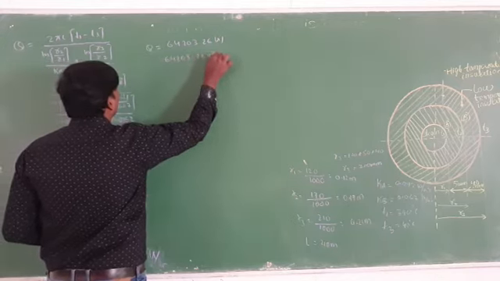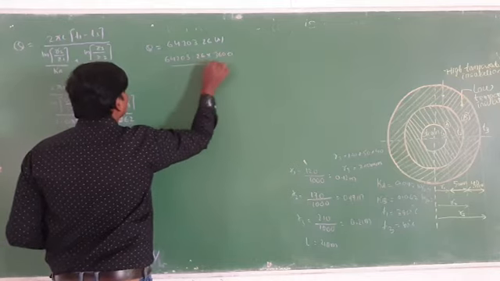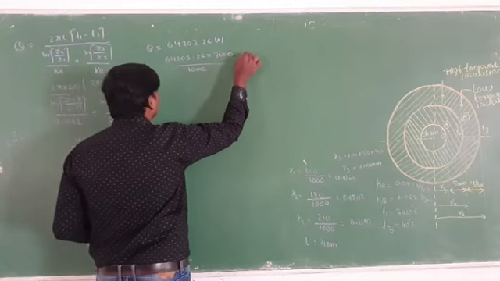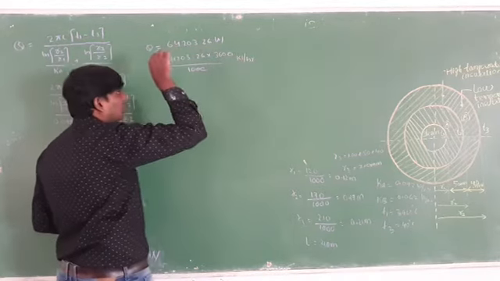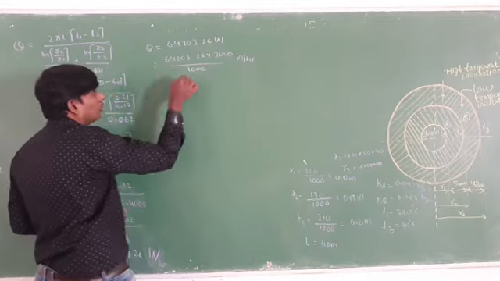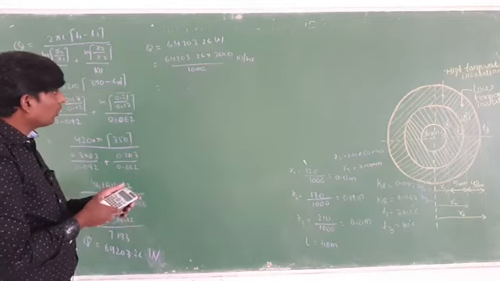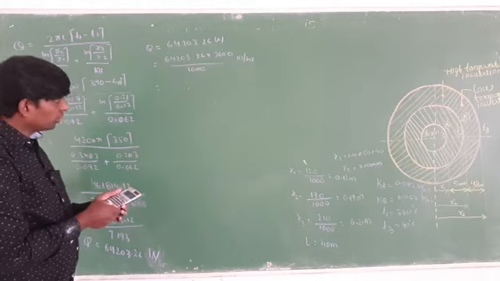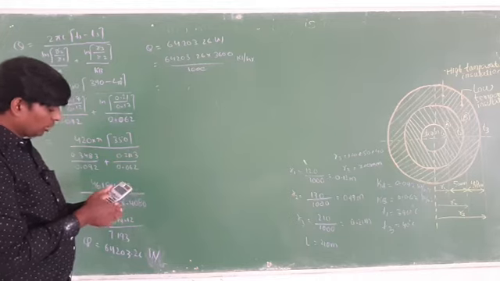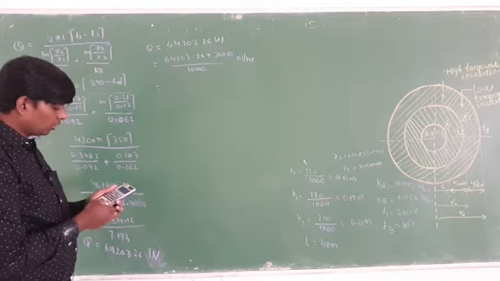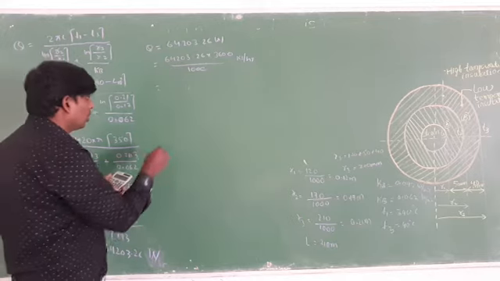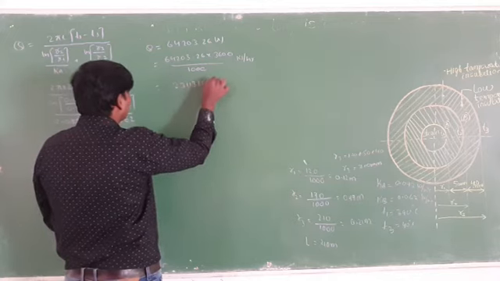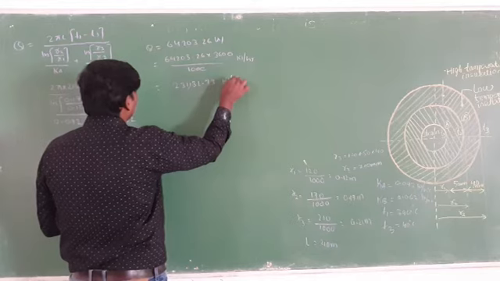6420.26 into, what you have to do? Kilojoules per hour. This is for an hour, so you have to write here kilojoule per hour. This value you have to multiply. So what is the value here? First one, 6420.26 into 3600 divided by 1000. So here you will get 231131.73. This is kilojoule per hour.